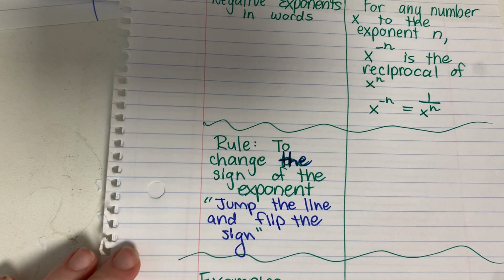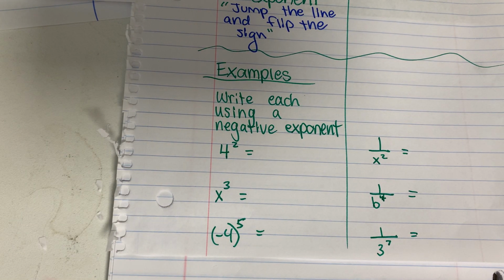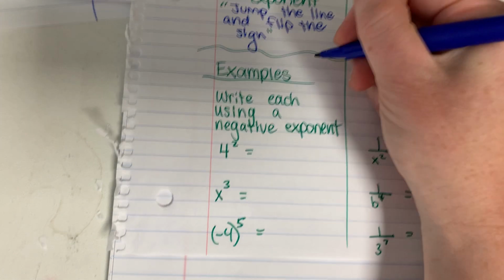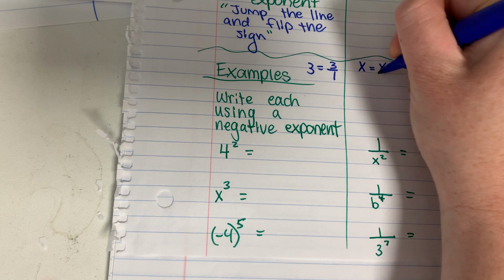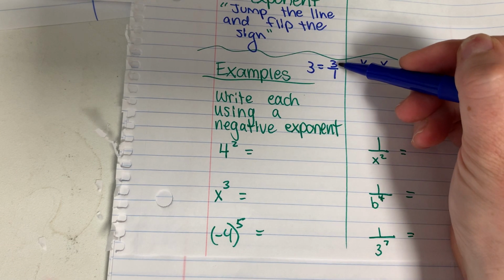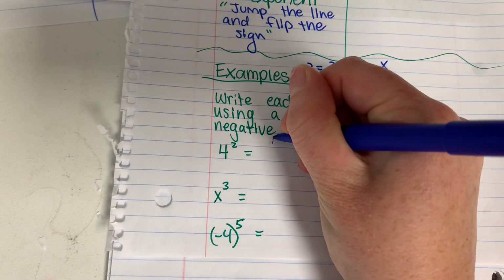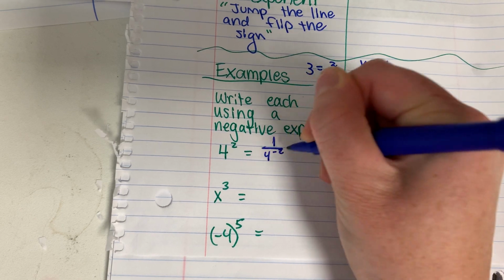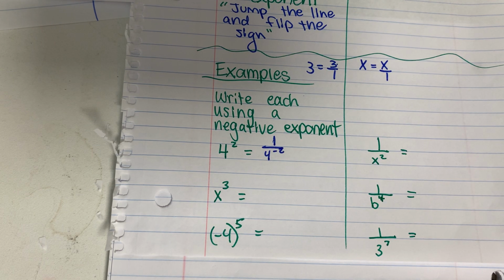Let's take a look. Again, lots of examples today, guys. Write each using a negative exponent. So remember, every number is technically over 1. Like 3 is really 3 over an invisible 1, right? X, that's the same thing as x over 1. That's just number theory. So when we're jumping the line, we're saying this 3 is going to jump over that line. So let's take a look. 4 squared, that's the same as 1 over 4 to the negative 2. We jump that line and flip the sign of the exponent. That's how you change the sign.